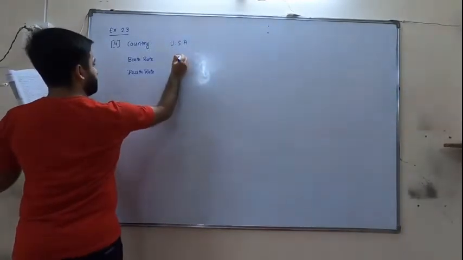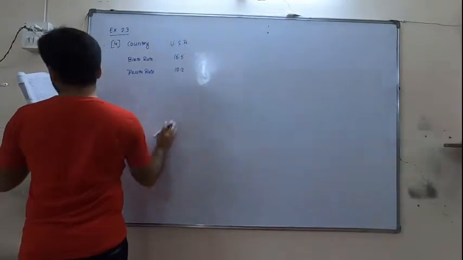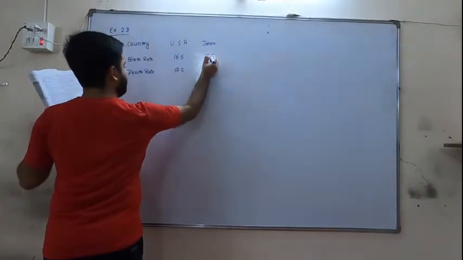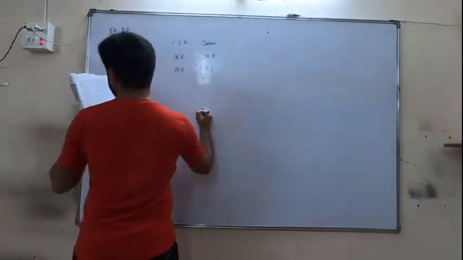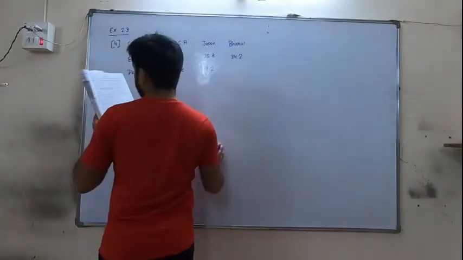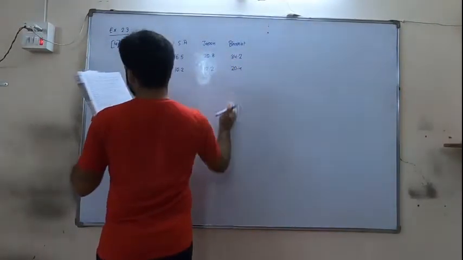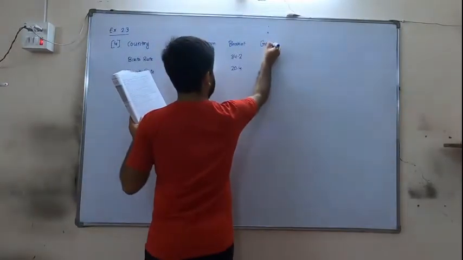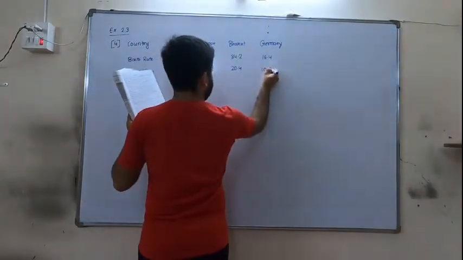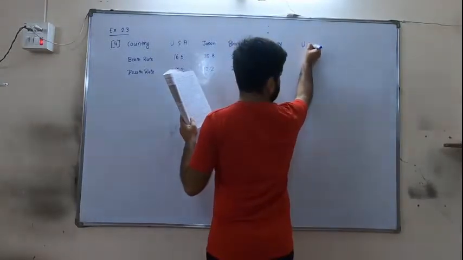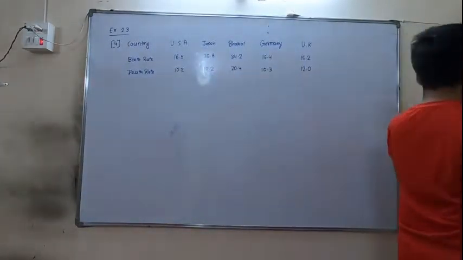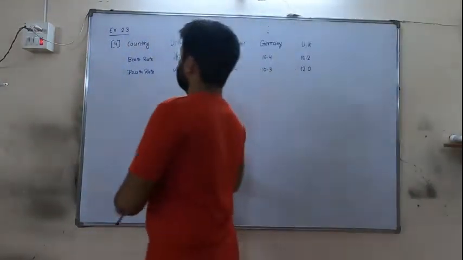USA 16.5, 10.2. Japan 20.8, 12.2. Bharat 34.2, 20.4. Germany 16.4 and 10.3. UK 15.2, 12.0. I may draw the lines.